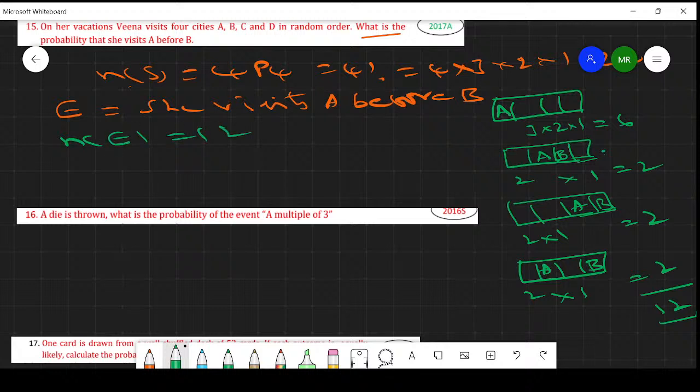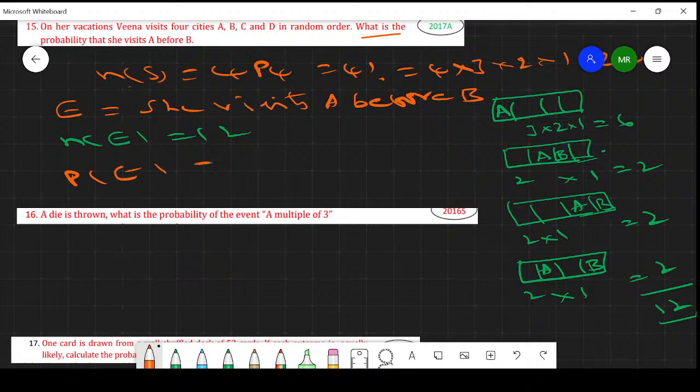So sir, why are you doing this much? They are asking always she should visit A before B. So these are all possible outcomes. Total 12. Now the final answer I can write, probability of E.